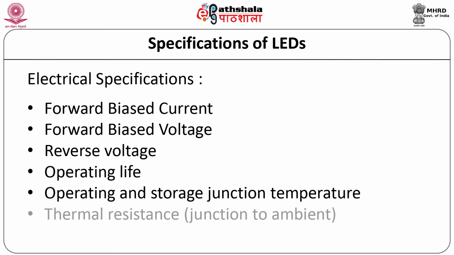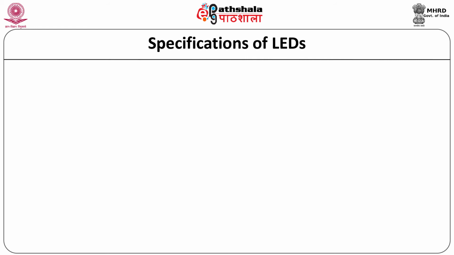Thermal resistance, that means junction to ambient resistance. One should see that the LED does not get heated too much, otherwise the junction will be permanently damaged. In case of high power LED applications, heat sinks especially need to be used. Let us concentrate on optical specifications.